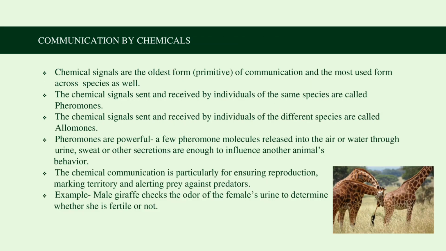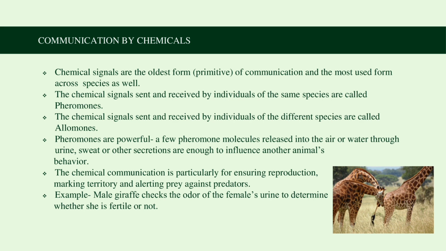Next, the last one is communication by chemicals, or olfactory. Chemical signals are the oldest, the primitive form of communication, and the most used form across species as well. The chemical signals sent and received by individuals of the same species are called pheromones, and those sent and received by individuals of different species are called allomones.